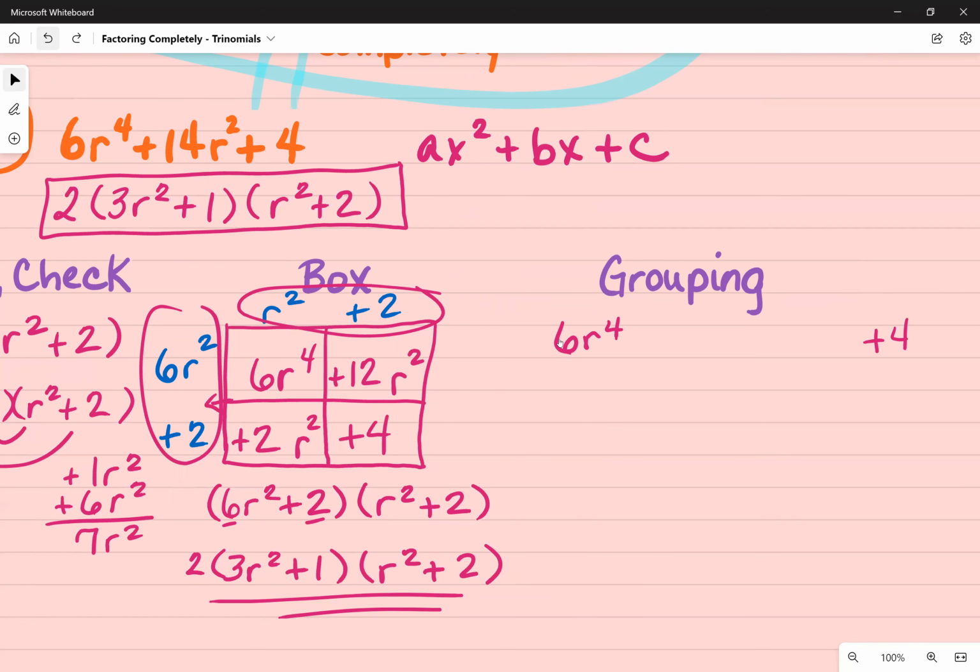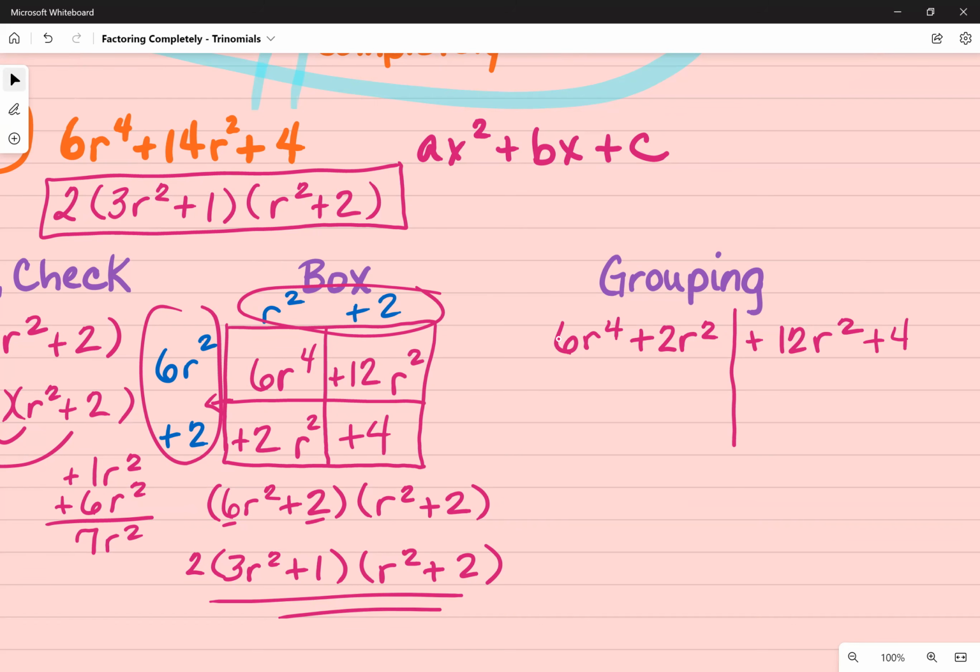A few minutes ago, we did the 6 and the 12 together. Let's do the 2 this time. So positive 2r squared plus 12r squared. And again, it doesn't matter the order. Grouping means that I'm going to separate the first 2 terms from the last 2 terms, and then I'm just going to try to see what the greatest common factor is for each one of those.